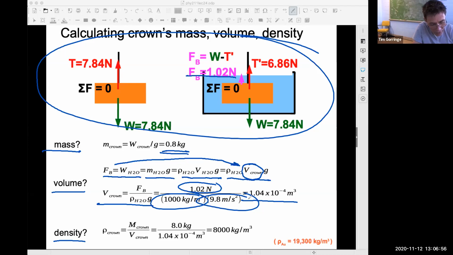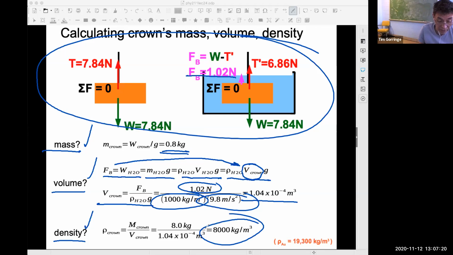Well, now I'm almost there. I've solved the mass, I've solved the volume. Now I can go down to the density. Density is mass over volume. Density of the crown is mass of the crown over the volume of the crown. The mass of the crown is 8 kilograms. The volume of the crown is 1.04 times 10 to the minus 4 cubic meters. I get a density that's 8,000 kilograms per cubic meter.